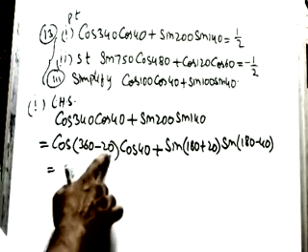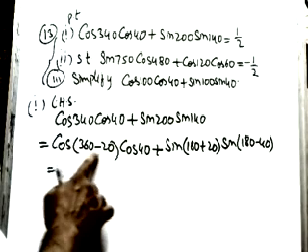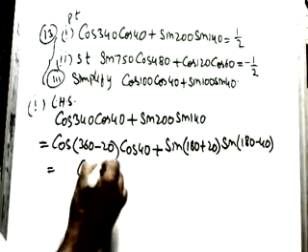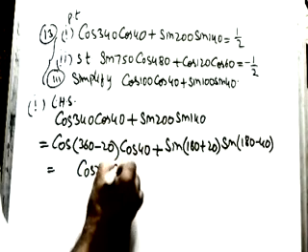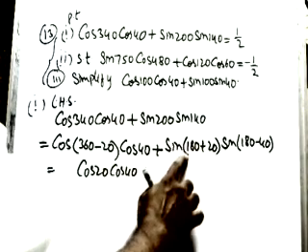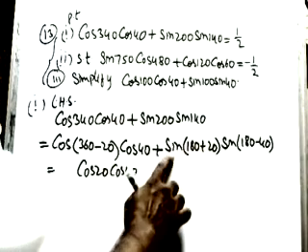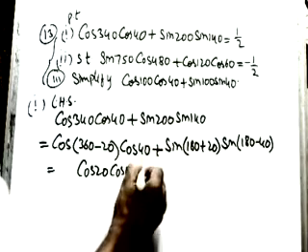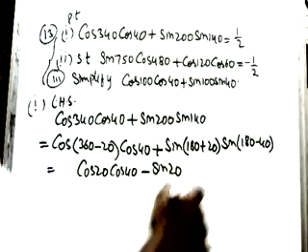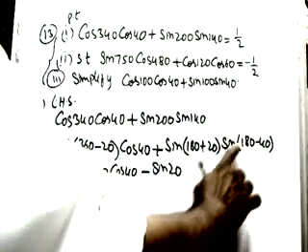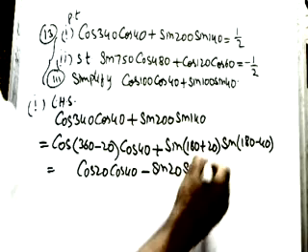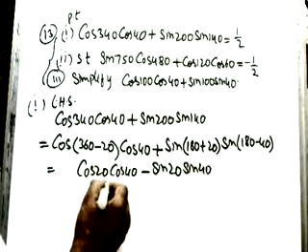Now we can use the formula. This is cos 360 minus theta, and cos 360 minus theta is cos theta. So this will become cos 20. Now you write as it is, cos 40. Now sine 180 plus theta, third quadrant, in the third quadrant sine is minus. So sine 180 plus theta is minus sine theta, so minus sine 20. Now sine 180 minus theta, second quadrant, is sine theta, sine 40.